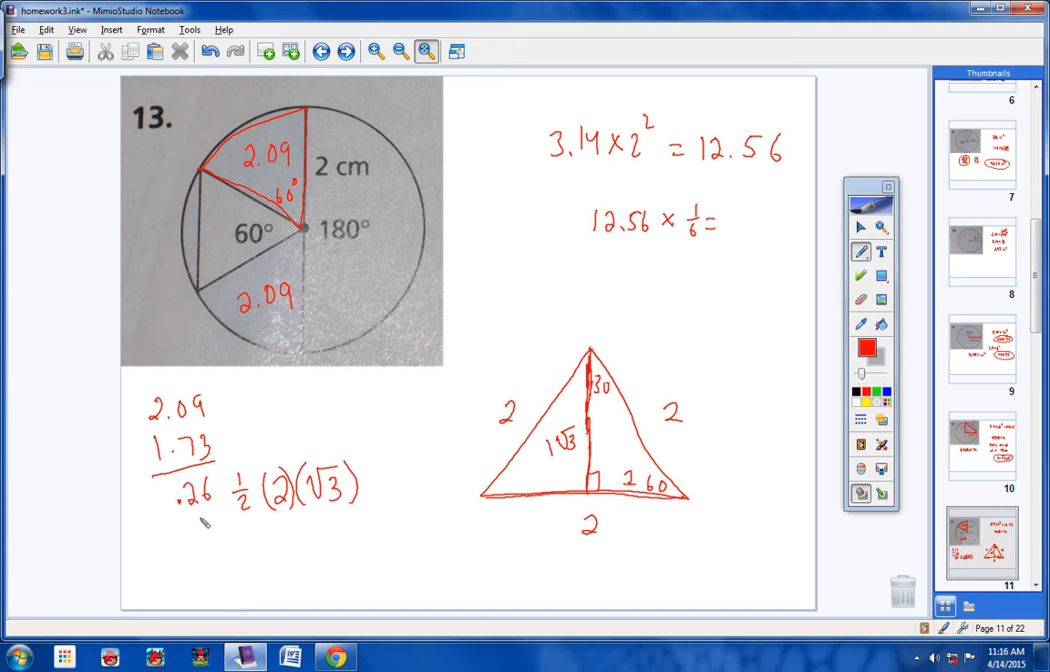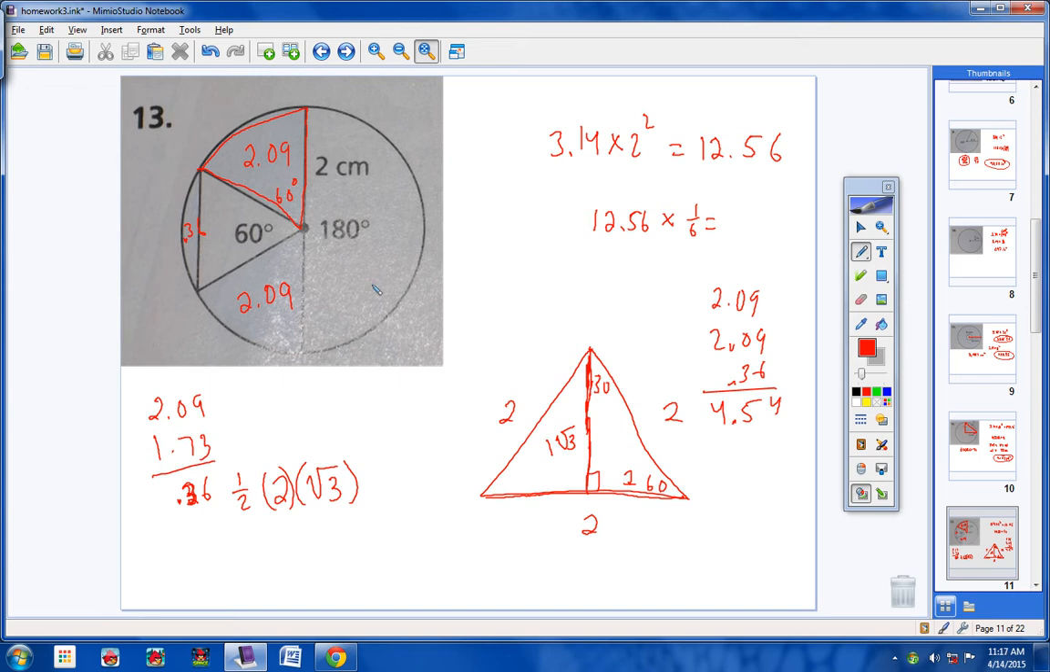0.36 for this little sliver right here. So this area is 2.09. This area here is 2.09. This area here is 0.36. Add them up, and you get 4.54. And I hope that's right.